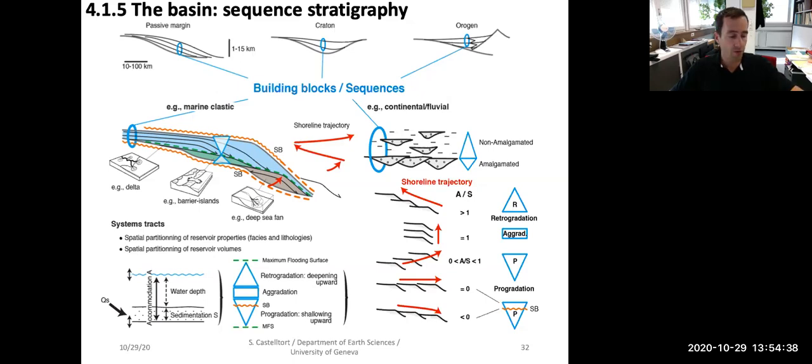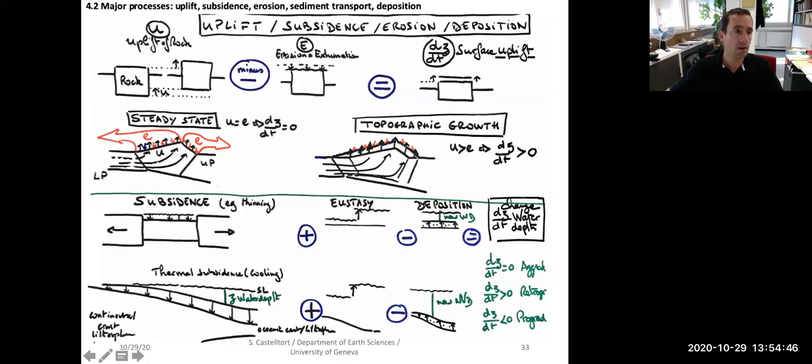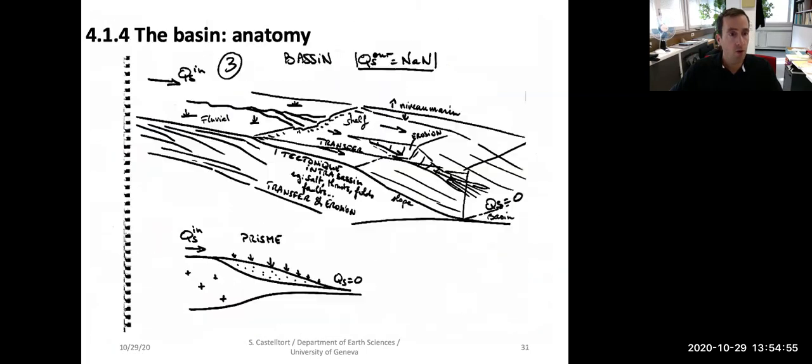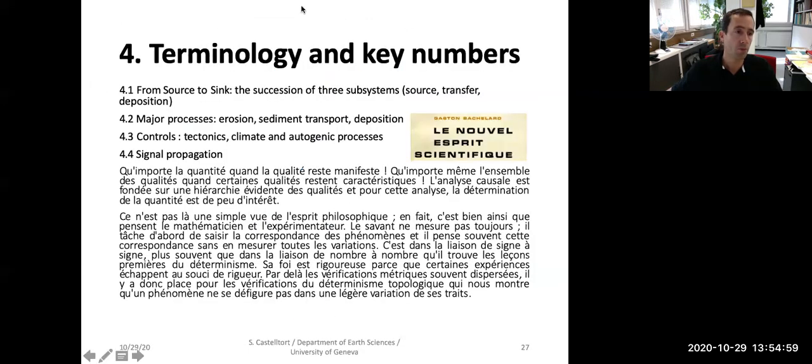All right, I think we've made good progress on sequence stratigraphy. We have 5 minutes, so I can start this next slide. If I go back to the initial plan of the part that I call terminology and key numbers, concepts and numbers: we did from source to sink the succession of three subsystems, describing their anatomy, their composition: source, transfer, deposition. Sequence stratigraphy was within deposition. Now we go to the major processes: erosion, sediment transport, deposition.